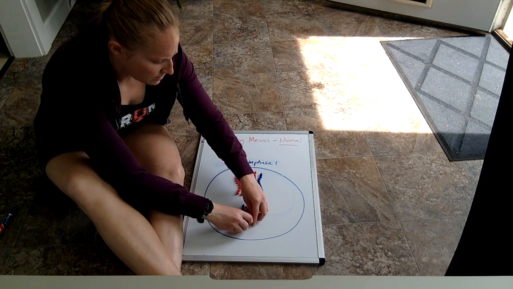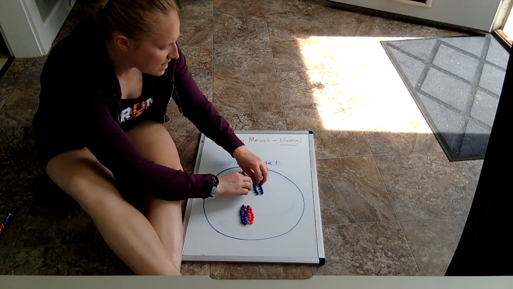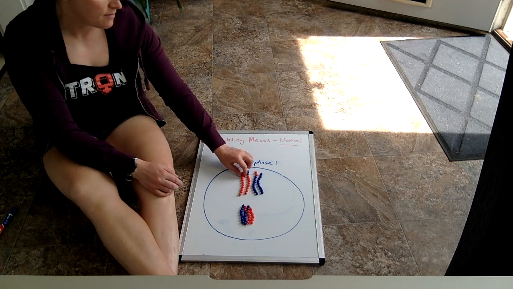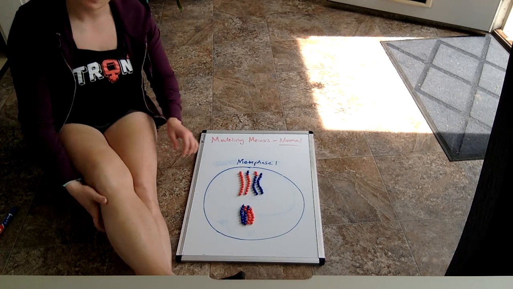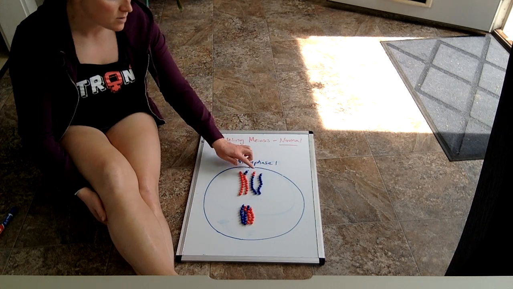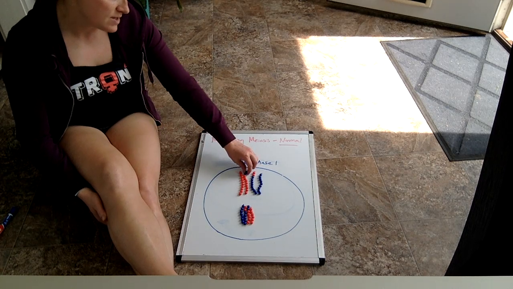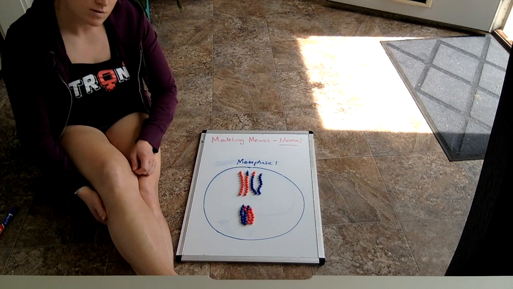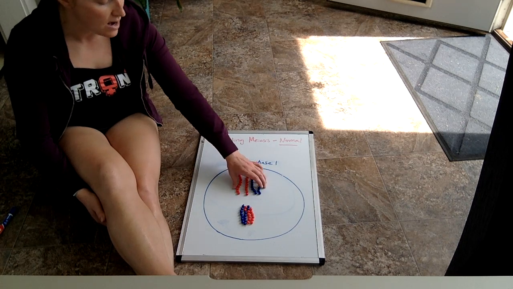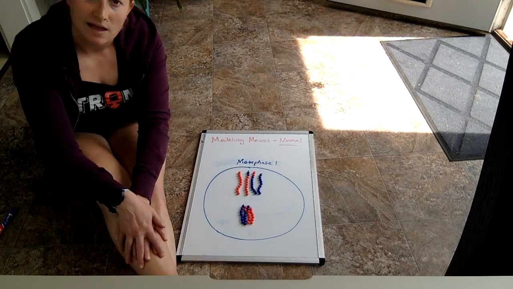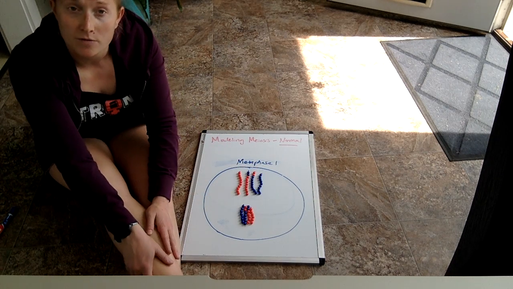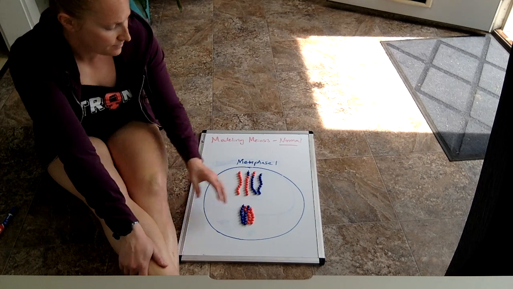Okay, so now what you see is every one of these homologous pairs is different now. This one is entirely blue. This one's mostly blue but has a little bit of red. This one's mostly red but has a little blue. And this one is all red. And same for these guys. So now each of these is slightly different. What just happened, we call crossing over or recombination, okay?